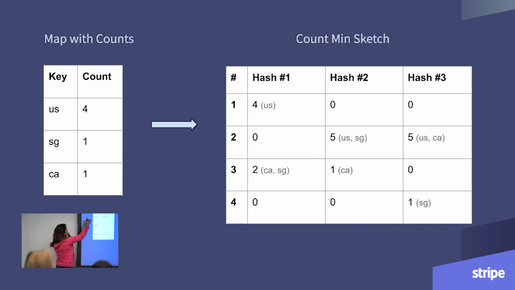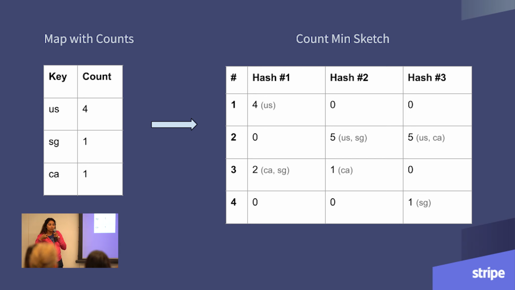So this would be a normal map with counts if you just take the keys and the counts. But for count-min sketch, I chose 3 hash functions and 4 different rows. So say for hash function 1, US maps to 1. So I incremented the cell over there in the first row. For hash function 2, US, the hash value was 2. So I incremented the value in the second row. And similarly for hash function 3, again the US maps to 2. So I incremented the value there.